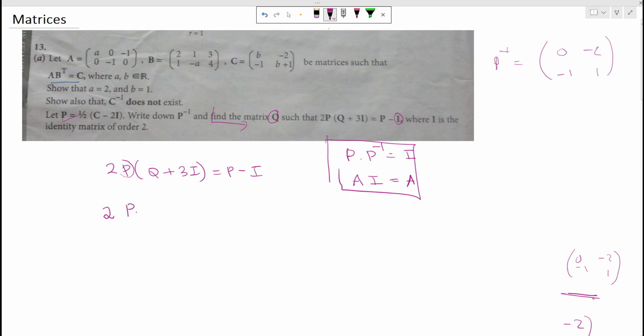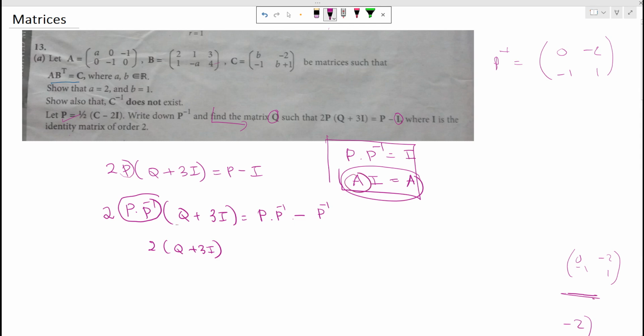So it will become 2 P inverse P Q + 3I = P inverse P I - I P inverse, so it will become P inverse. This portion becomes I, then this is another matrix, so 2Q + 3I will result in the same matrix. Instead of A we have this matrix expression, a combination of matrices. So this will become I minus P inverse.